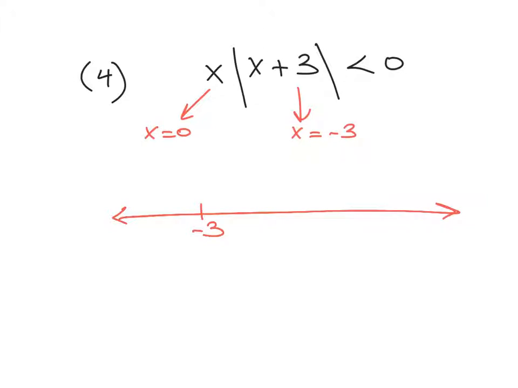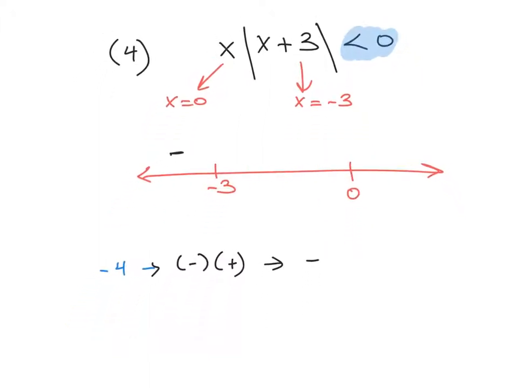Now I need to find the sign pattern to help me decide what part of this number 9 would give me my negative values, because I want something that would be less than 0, so I want all of the negative values. So take a number less than -3. Let's say -4. So if x is -4, that's a negative. And -4 plus 3 is -1, but remember, it's the absolute value of that. So the absolute value, no matter what, is always going to be positive. Negative times positive, that's a negative.